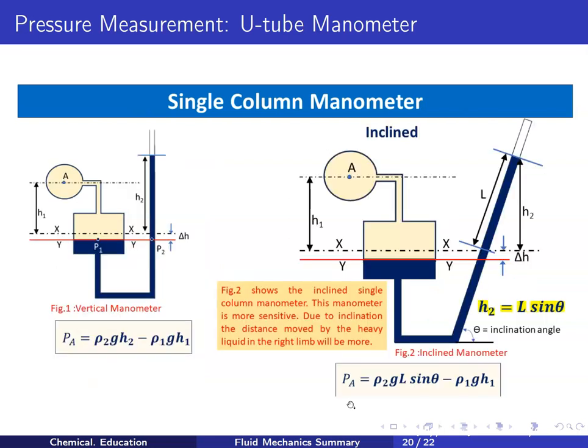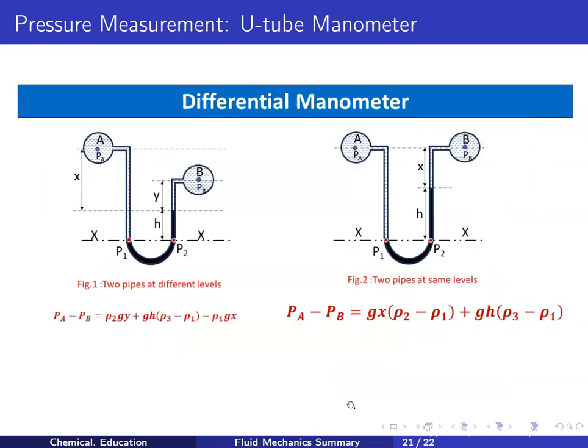And single column manometer, if it is an inclined manometer, then PA is equal to rho 2 g L sin theta minus rho 1 g h1. So h2 is equal to nothing but L sin theta. Now here the differential manometer: if two pipes are at different levels, from here we can easily calculate the pressure difference. So PA minus PB is equal to rho 2 g y plus g h into rho 3 minus rho 1, minus rho 1 g into x. If two pipes are at the same level, PA minus PB is equal to g x into rho 2 minus rho 1 plus g h into rho 3 minus rho 1.